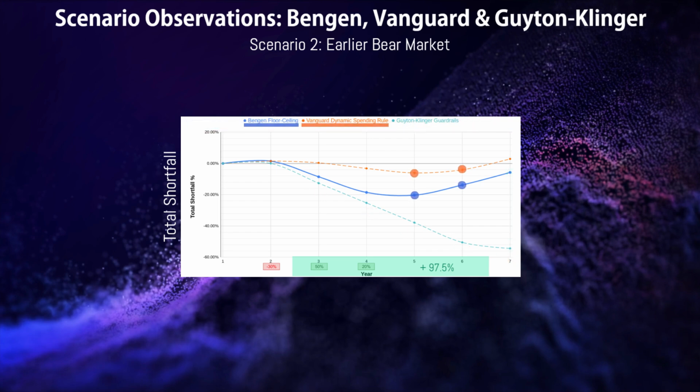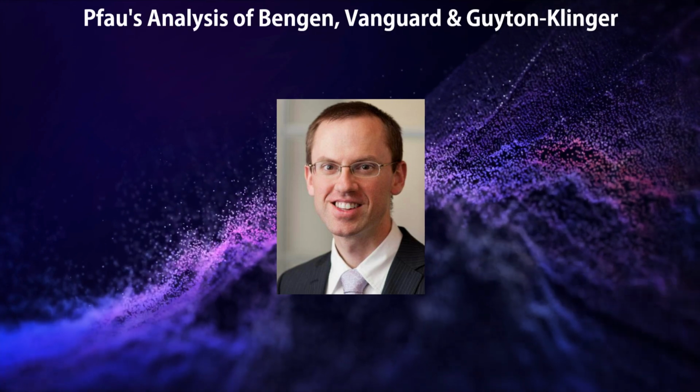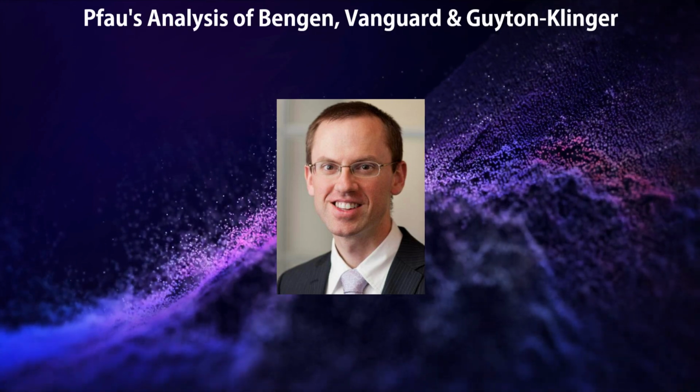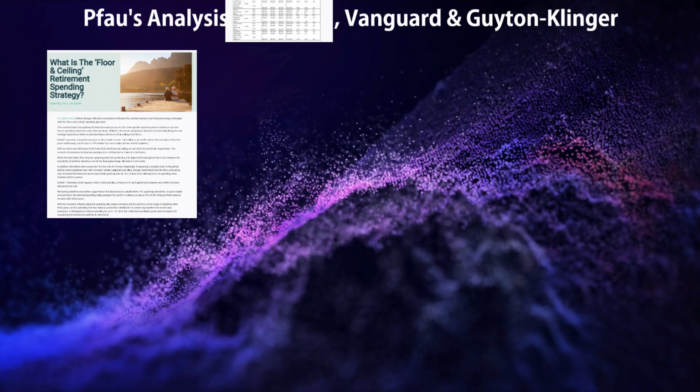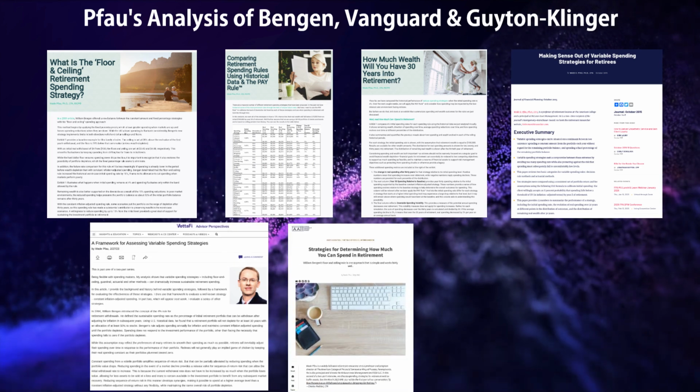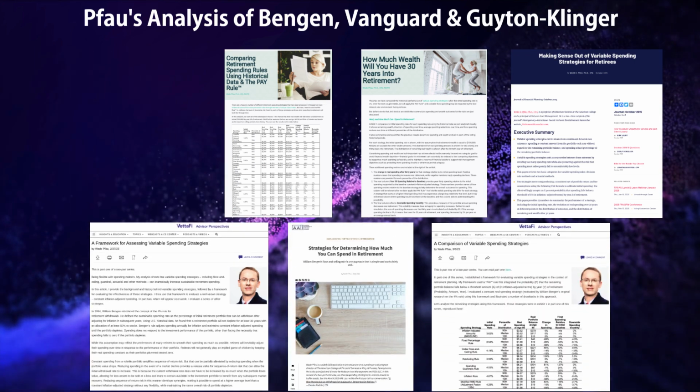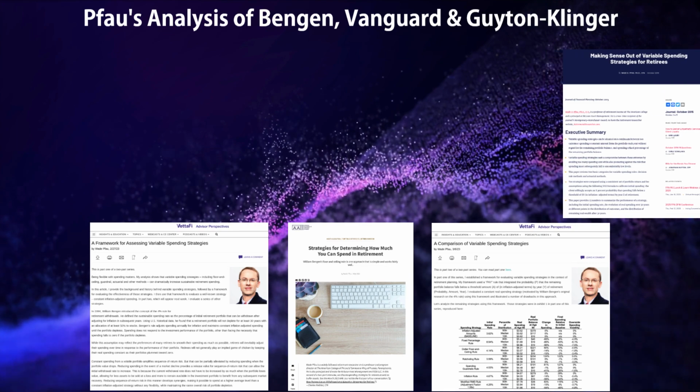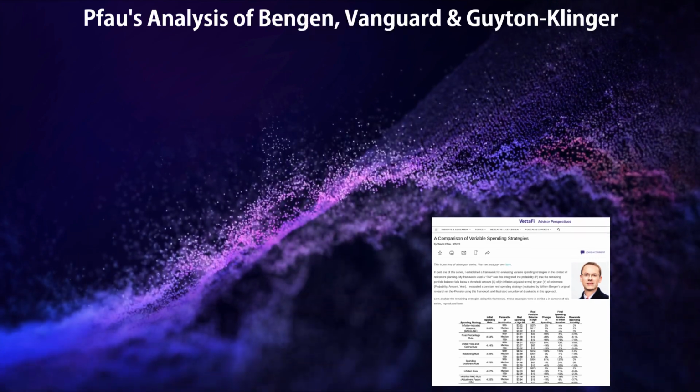Both Bengen and Vanguard were more responsive to market conditions, making up for the lean years after a nearly 100% market rise. Let's briefly turn to Wade Pfau's analysis and conclusions. Between 2015 and 2023, he evaluated various dynamic withdrawal strategies, with his December 2016 articles on the Retirement Researcher site being the only ones to include Vanguard in the comparison.